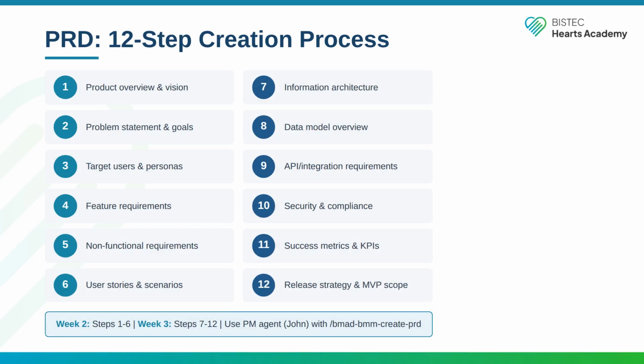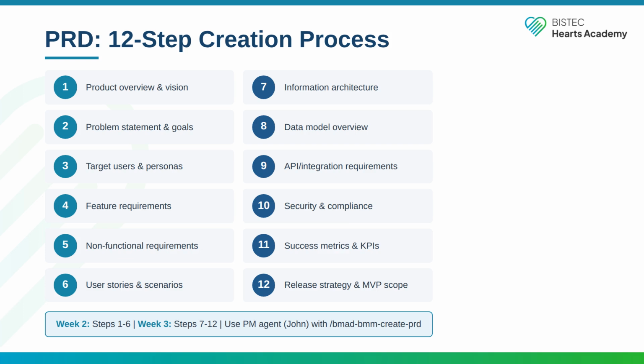The PRD follows a 12-step process. The first 6 steps are the strategic foundation, defining what you're building and why. The last 6 steps are the technical foundation, defining how it's structured and how it ships. Steps 1 through 6: product overview and vision, problem statement and goals, target users and personas, feature requirements, non-functional requirements, and user stories with scenarios.